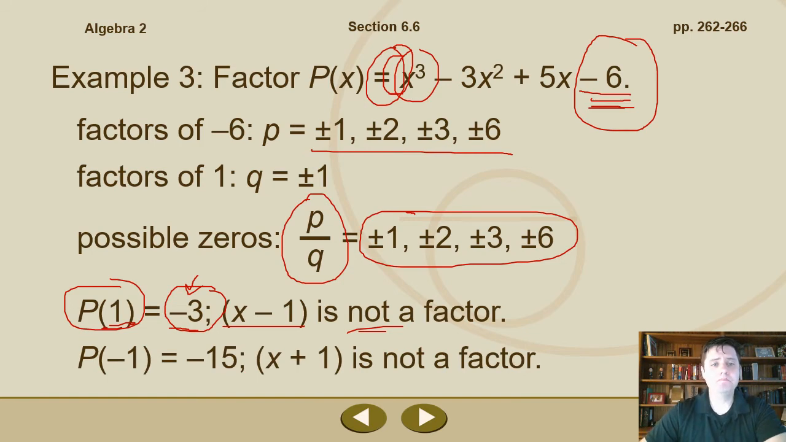If we plug in p of negative 1, we'll get the answer of negative 15. Well, negative 15 is also not 0. So that means, again, the opposite sign of the negative would be positive. So here, x plus 1 is not a factor either.